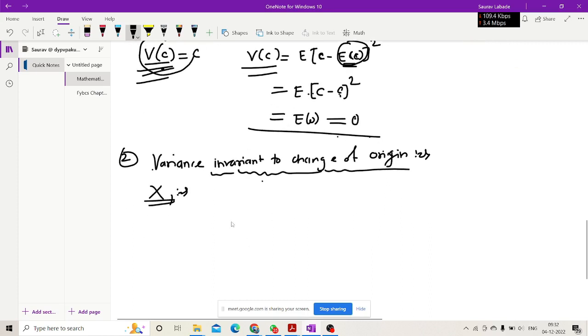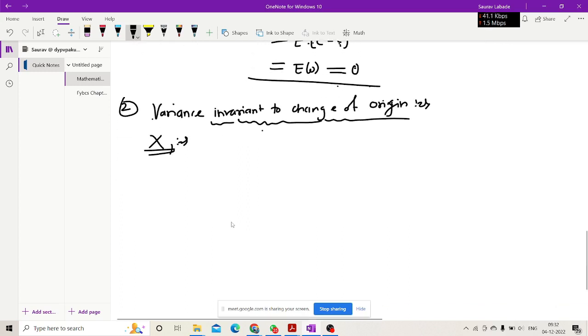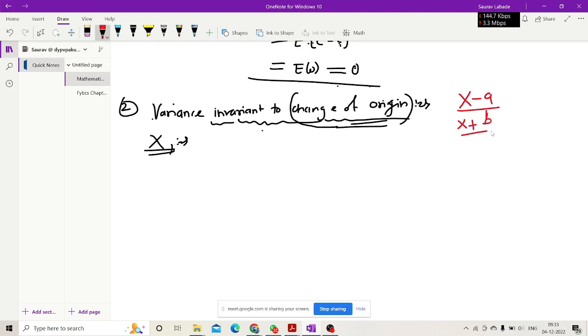त्याच्यानंतर नेक्स्ट प्रॉपर्टी बघूया आपण: व्हेरियन्स इज इनव्हेरियंट टू द चेंज ऑफ ओरिजिन. ओके. आता बघा, इनव्हेरियंट टू चेंज ऑफ ओरिजिन म्हणजे काय सांगा. फर्स्ट ऑफ ऑल टेल मी व्हॉट इज चेंज ऑफ ओरिजिन. आता हे खूप वेळा बघितलंय बघा आपण, प्रत्येक वेळी बघितलेलं आहे. चेंज ऑफ ओरिजिन मीन्स व्हॉट? When I'm adding or subtracting any constant from the variable, then it is called the change of origin.